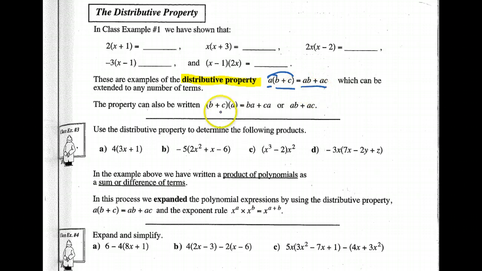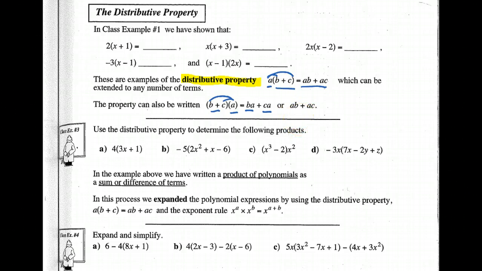You can also write it the other way around. If the binomial is written first and then the monomial, you can go b times a and then c times a. They usually write the variables in alphabetical order.